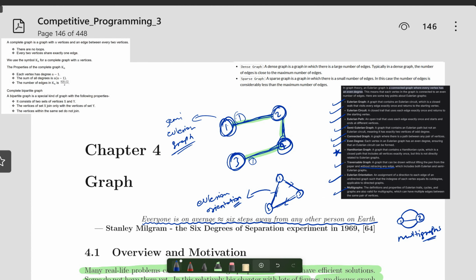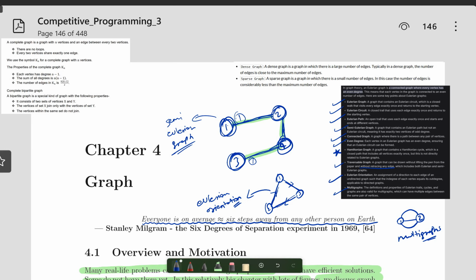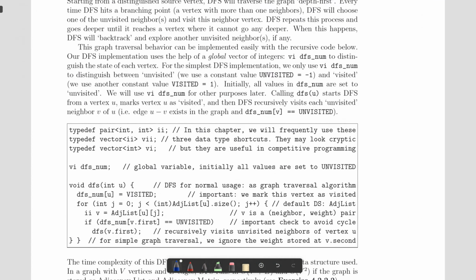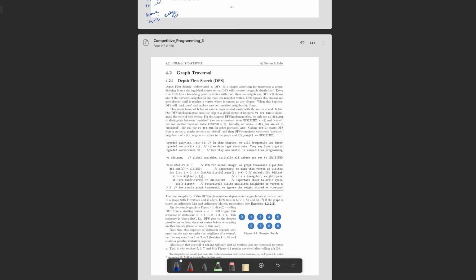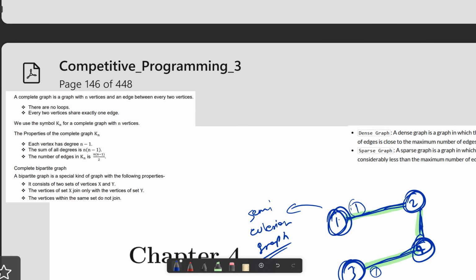What happened here? I don't know what happened. This is bad. I don't know why I cannot put the image in the PDF right now, but leave it. Let's study. A complete graph is a graph with n vertices and edge between any two. I told you. We use the symbol Kn for complete graph with n vertices.